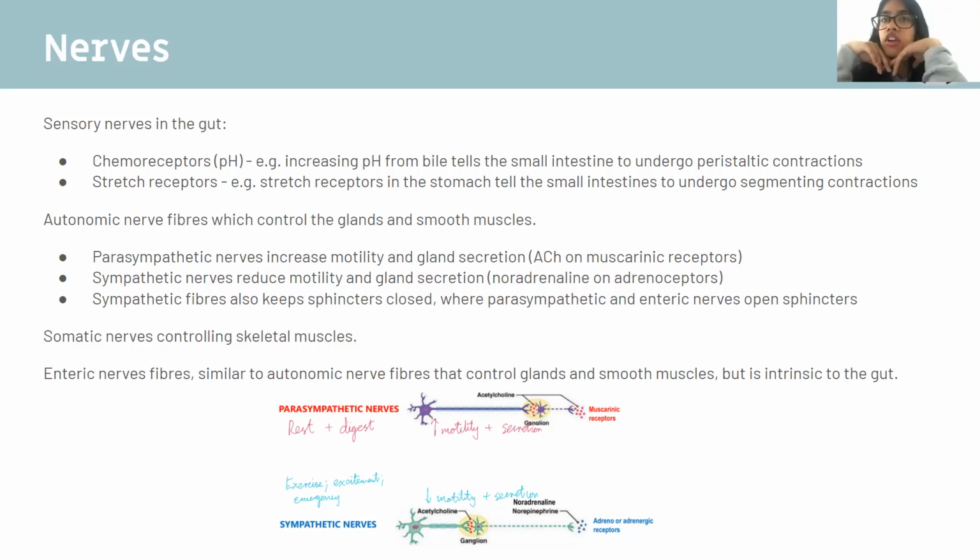And then you've got your autonomic nerve fibers, so your parasympathetic, which is your rest and digest. And obviously, if you're digesting, then that's going to lead to an increase in motility and also gland secretion. Conversely, sympathetic is your fight or flight. So that's going to lead to a reduction in digestion, so reduction in motility and gland secretion. And then, as I touched upon before, you've got your skeletal muscles, which are under the control of your somatic nerves. And then finally, you've got your enteric nerve fibers.